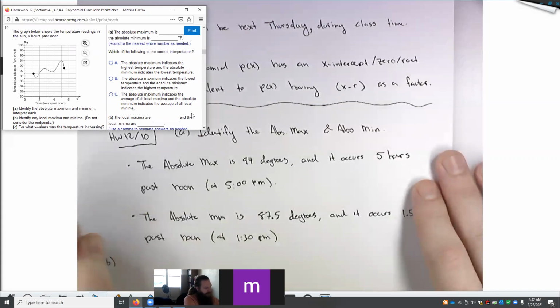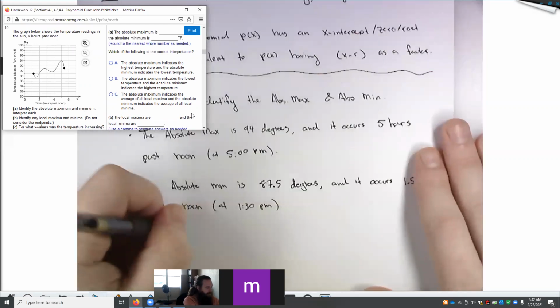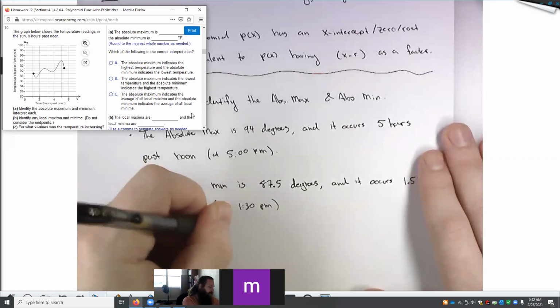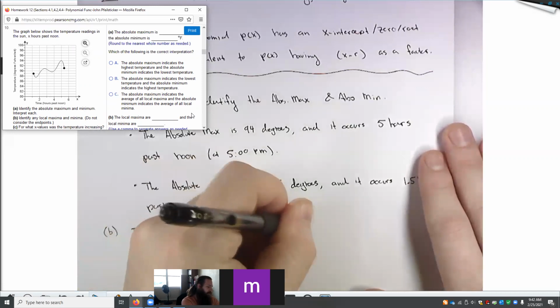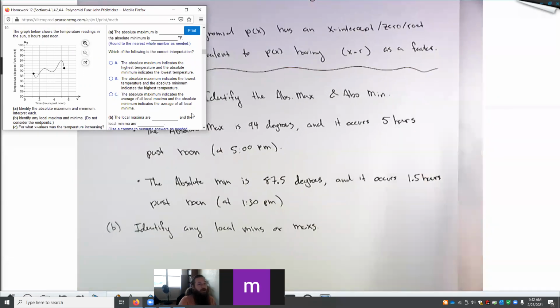So for part B, identify any local mins or maxes. I see quite a few, right? I see one here. This was a local min that was also the absolute min. This is a local max. This is a local min, and this is a local max. Remember, the bottom of a valley is always a local min, and the top of a hill is always a local max. They're easy to find. You just have to be careful with how you describe them.